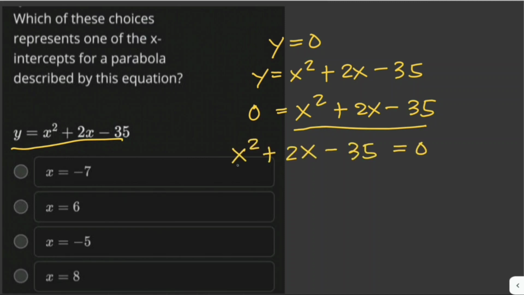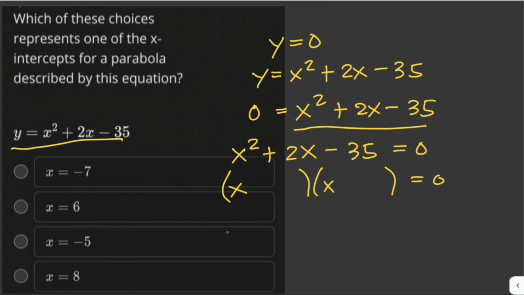So, okay, we can factor this by looking for factors of 35, that when we multiply them, it would equal negative 35. And when we add them up, it would equal positive 2. So the factors of 35 could be 35 and 1, negative 35 and 1, 7 and 5, negative 7 and 5.